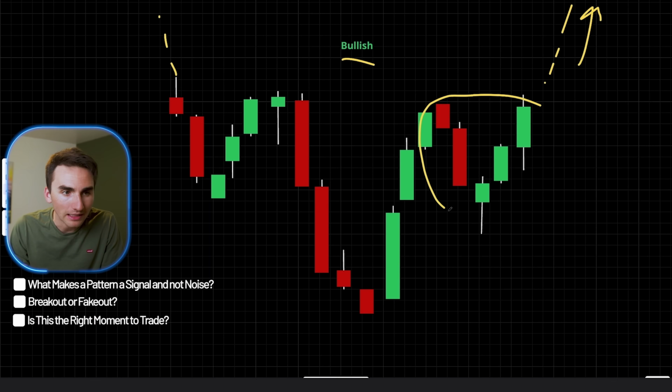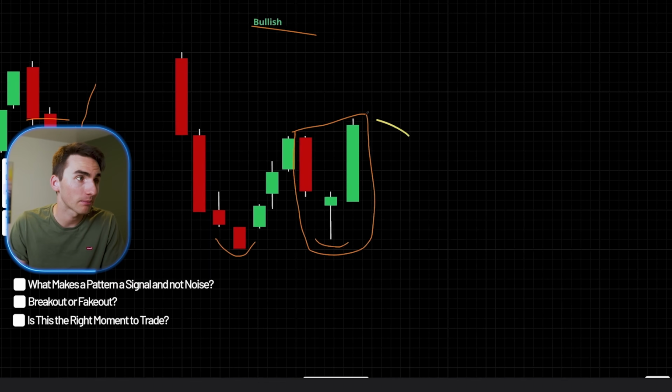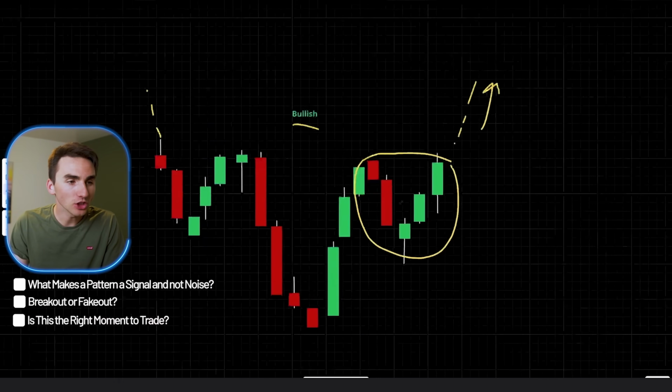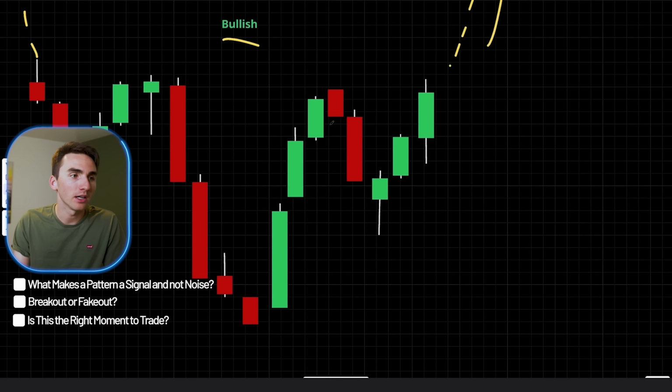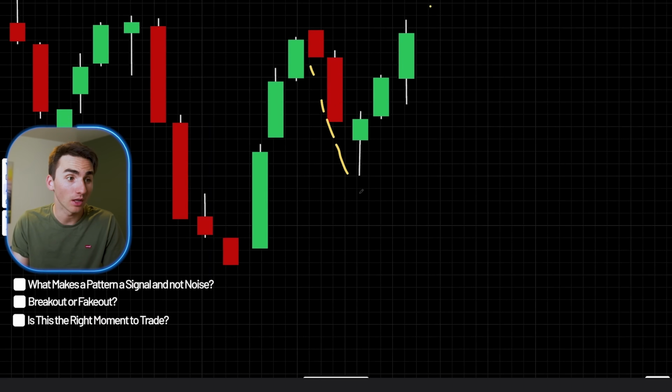This final pullback here, and really adding this pullback pattern that we talked about earlier, essentially what it's doing is it's giving you the confirmation of, okay, is this gonna just continue lower?